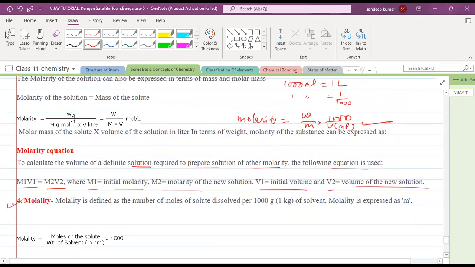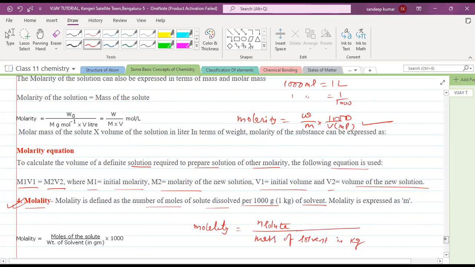Okay, next concept is molality, very important. Molality is defined as the number of moles of solute dissolved per 1000 gram of solvent, or 1 kg of solvent. So molality is nothing but the number of moles of solute by the mass of solvent in kg.